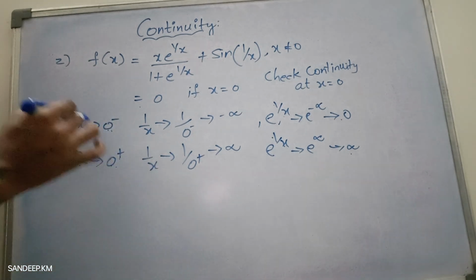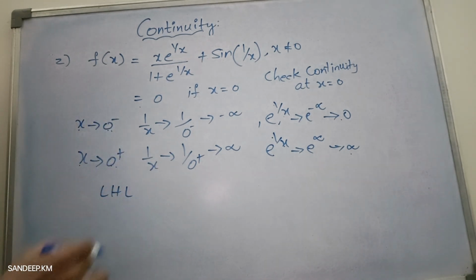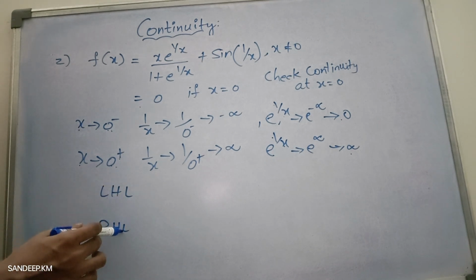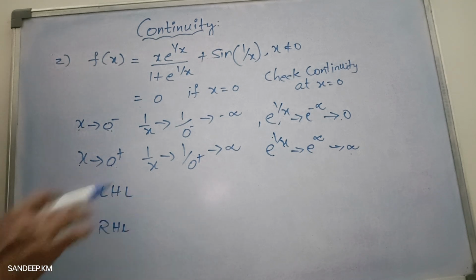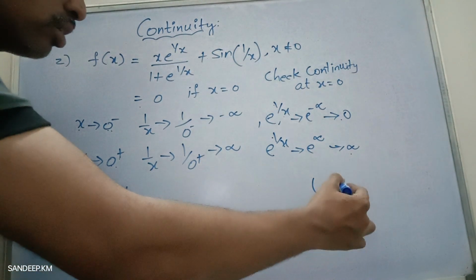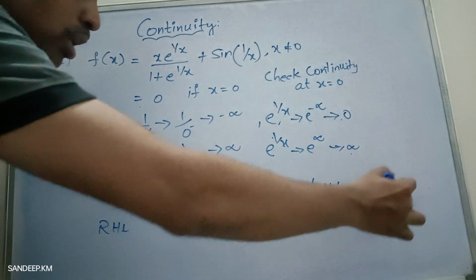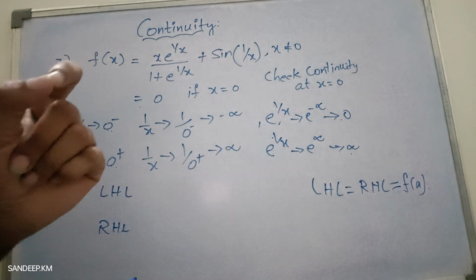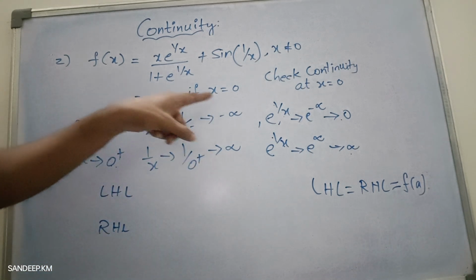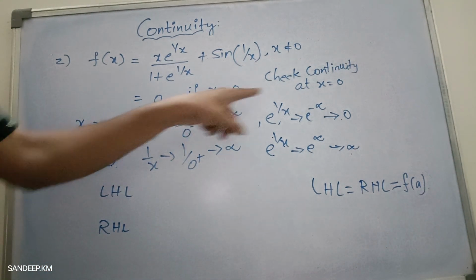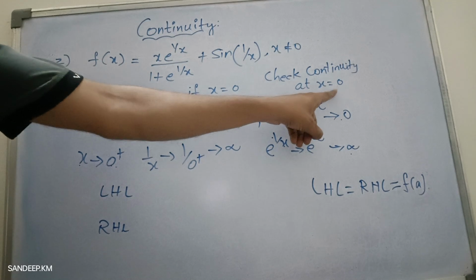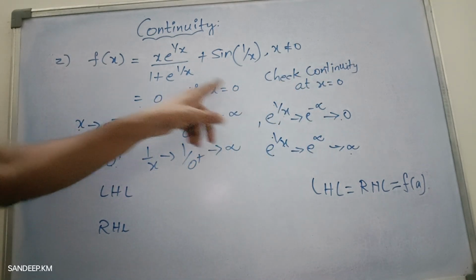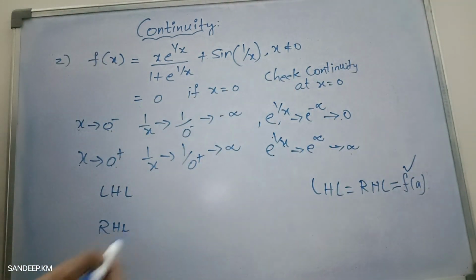For this reason, in this particular question, we have to find LHL if it exists, and we have to find RHL if it exists. Then we have to check whether LHL is equal to RHL, which is equal to f of a or not. But remember one thing, dear students, f of a means in this case f of 0, because we are checking continuity at x is equal to 0. Now f of 0 is equal to 0. The value of the function exists.